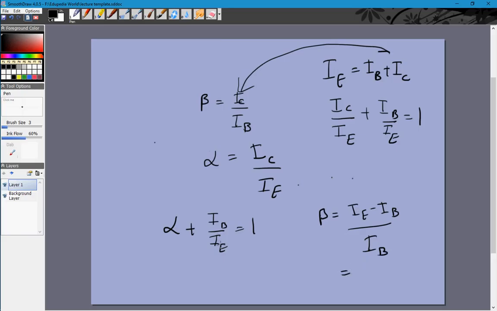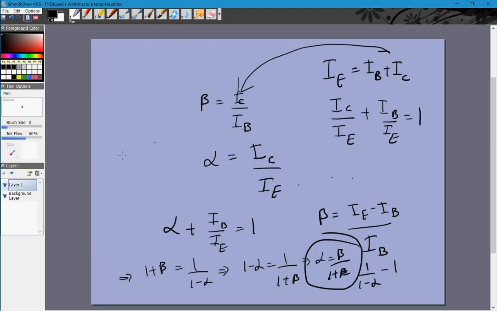IB by IE will be 1 minus alpha, so IE by IB is the inverse of this, 1 by 1 minus alpha. So beta is 1 by 1 minus alpha minus 1, which means 1 plus beta is equal to 1 by 1 minus alpha, or 1 minus alpha is equal to 1 by 1 plus beta, which gives me alpha is equal to beta by 1 plus beta. This is a standard result, you probably know this already, which means the answer is option C.